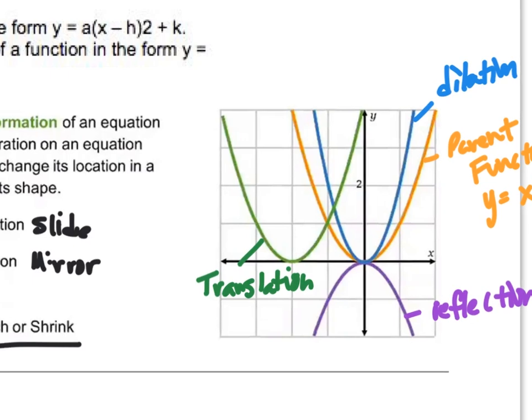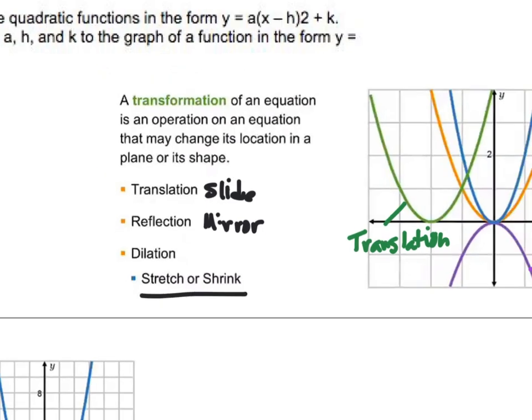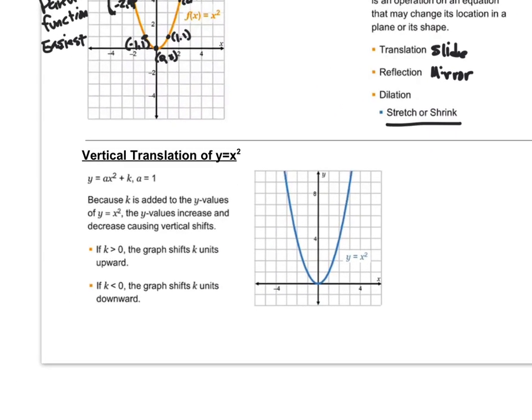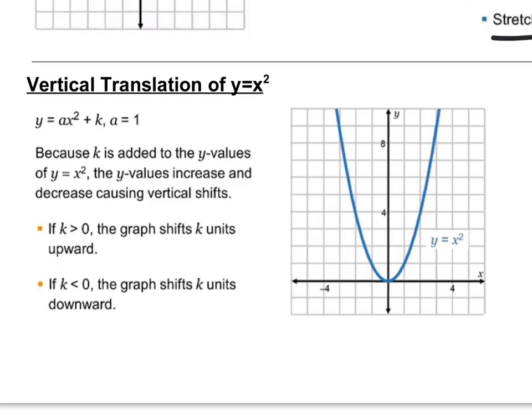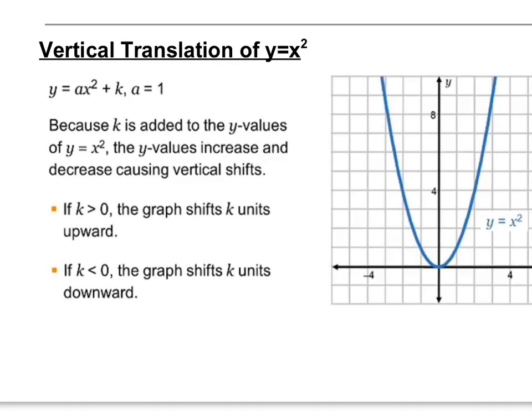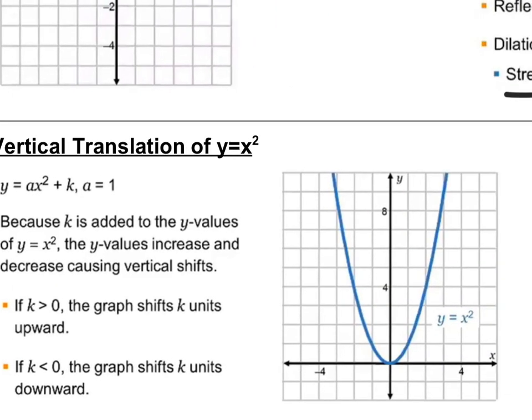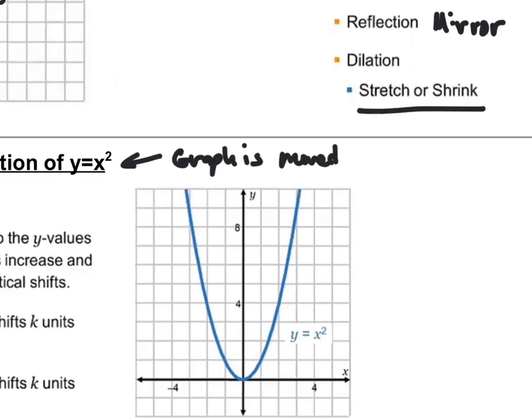These are all terms that we learned back in geometry, and we're going to see how they apply and how they affect the equation of a graph. A vertical translation means that the parabola is moved up or down. So, vertical translation: that's when the graph is moved up or down.